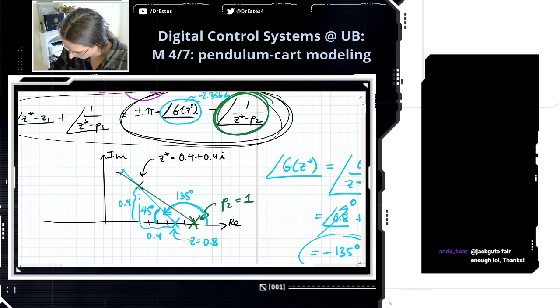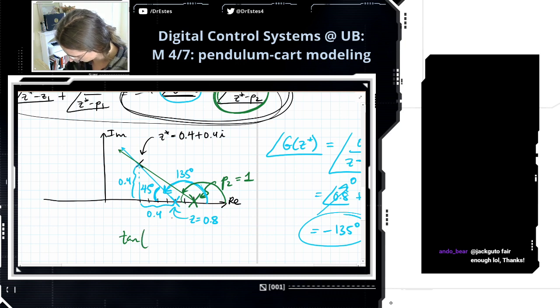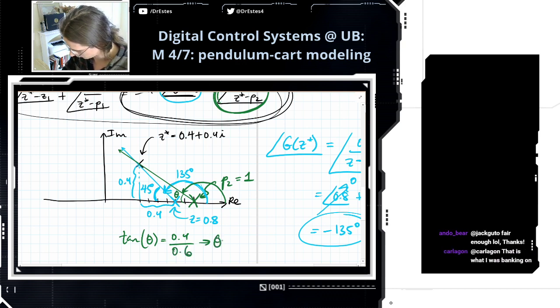So this is the contribution from this pole. Just like I did for G, I need the angle out here. So first we do this interior angle, then we'll figure it out. It'll be the tangent of that interior angle, I'll call it green theta. It's going to be 0.4 over 0.6. So theta is the inverse tangent of 2/3.